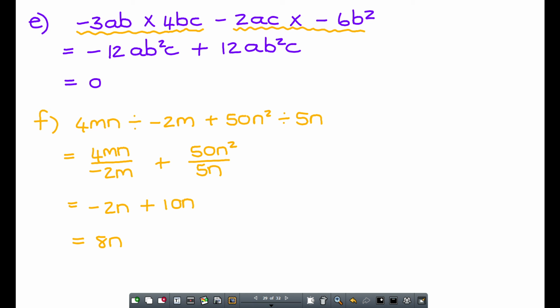And then at F, the first step was to write those divisions in the form of a fraction. Then I could cancel out. So in the first fraction, I will only have left minus 2n. And in the second fraction, I will have left 10n. Now they're like terms because they both have n as an unknown. So minus 2n plus 10n will give me 8n. Any questions there?